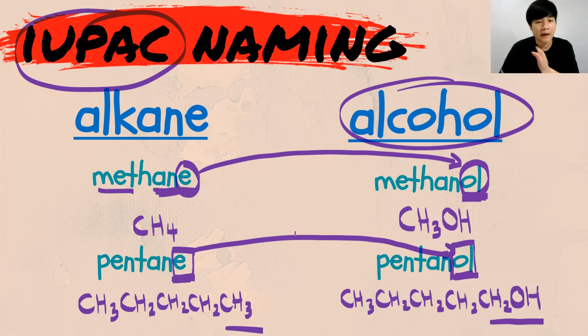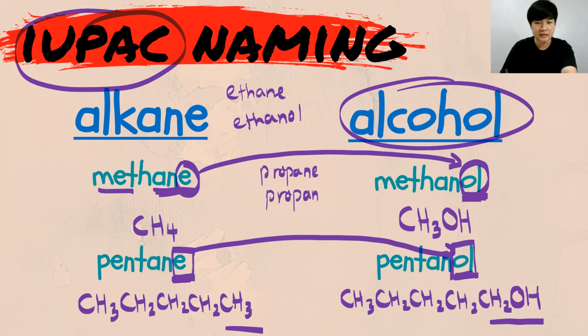Simple. So the parent name is generally the same, but you're changing the E to OL, so you're changing from methane to methanol, ethane, 2 carbon, to ethanol. You can have your propane, 3 carbon, to propanol. Can you see that? Alright, so you're basically changing the E to OL. Nothing big deal over here. Simple. And that is the alcohol name.